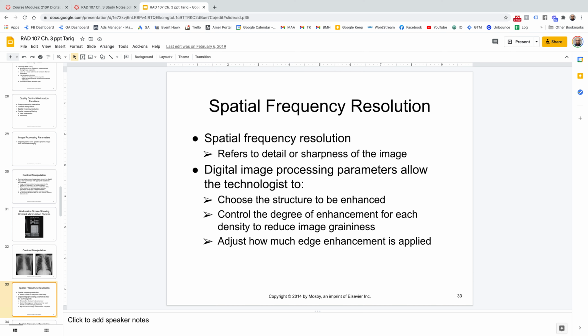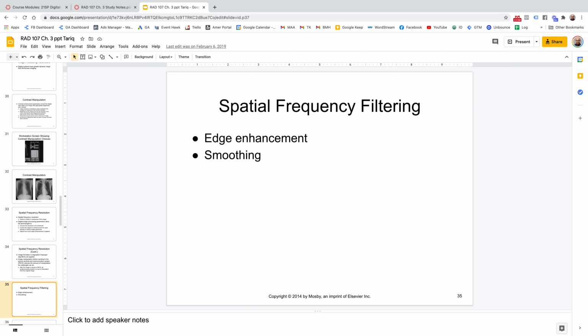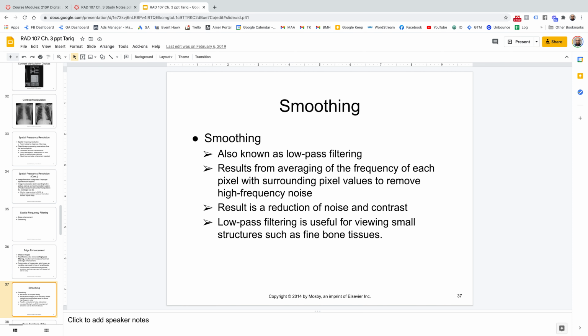The digital image processing parameters allow us to choose the structure to be enhanced, control the degree of enhancement, and adjust how much edge enhancement or how sharp an image is. Let's see what else we got here. Edge enhancement makes sharper images, and it's also known as high-pass filtering. Smoothing is also known as low-pass filtering, and it results from averaging the frequency of each pixel with surrounding pixels to make it less sharp. But the main benefit is it gets rid of the noise.